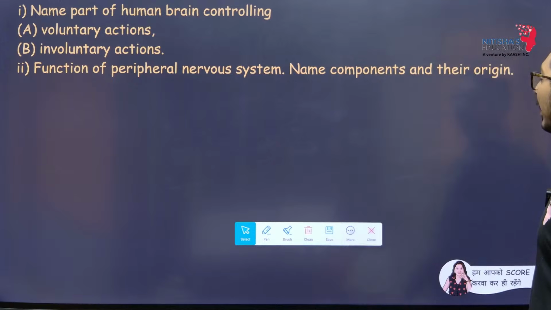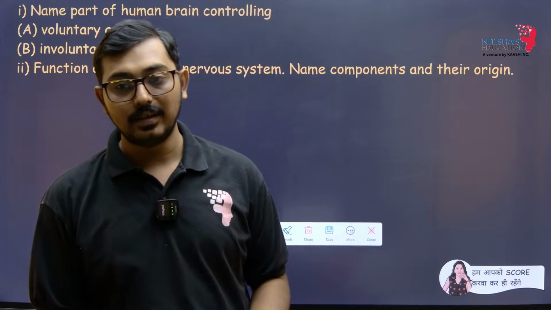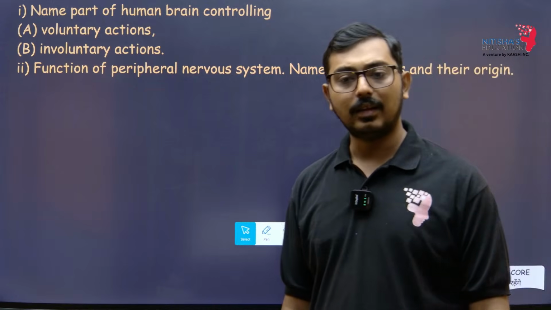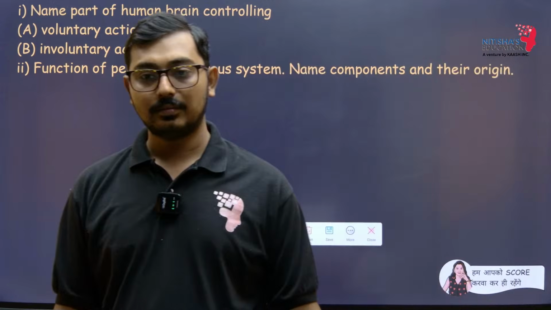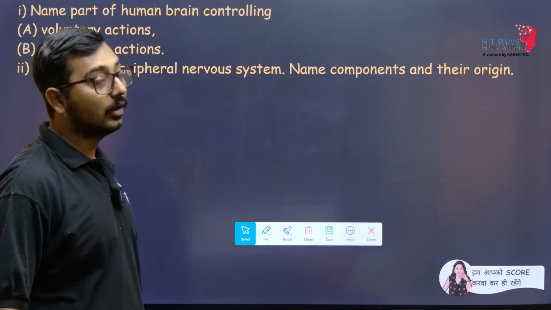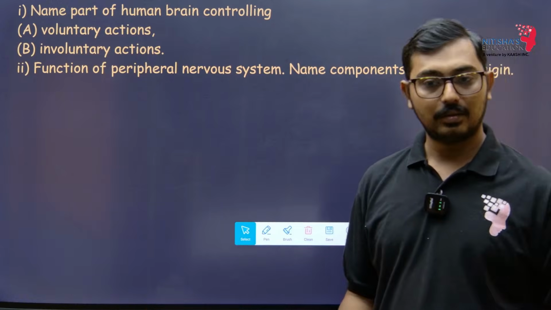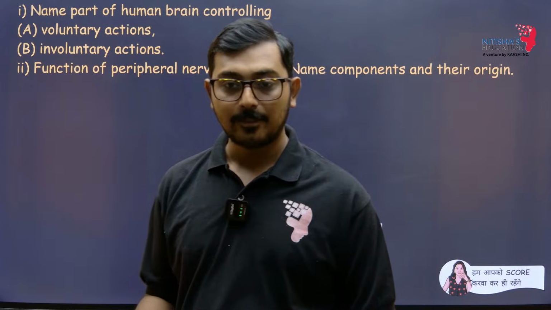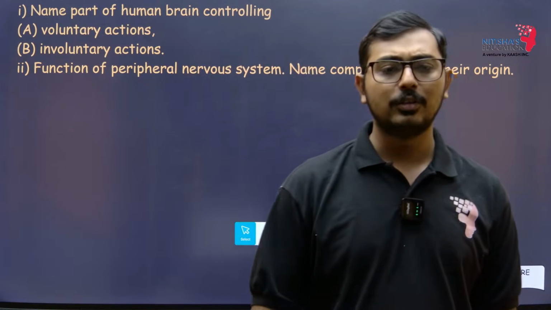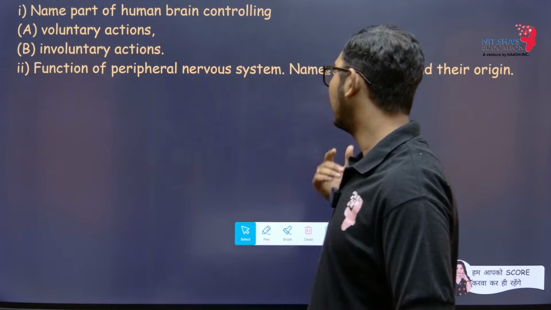Name the components and their organs. First, as I already said, spinal nerves, and then cranial nerves. These are the two components. And where are they present? Spinal nerves are present in the spinal cord, and cranial nerves are present in the brain, because the brain provides the instructions to the body. So cranial nerves are present in the brain.